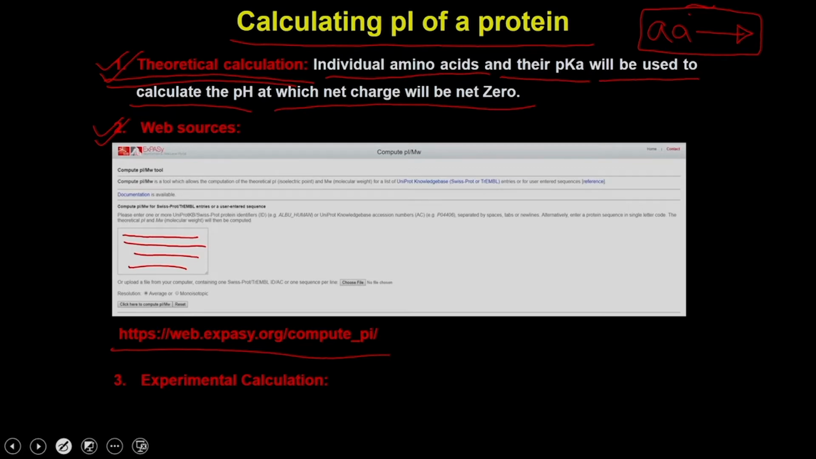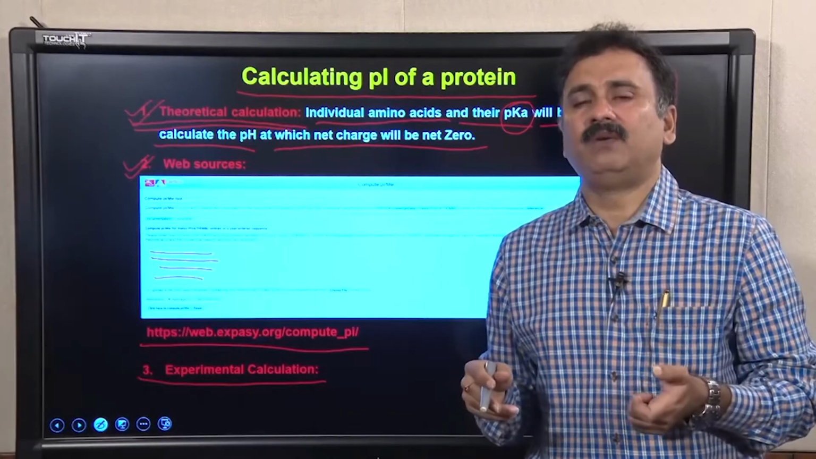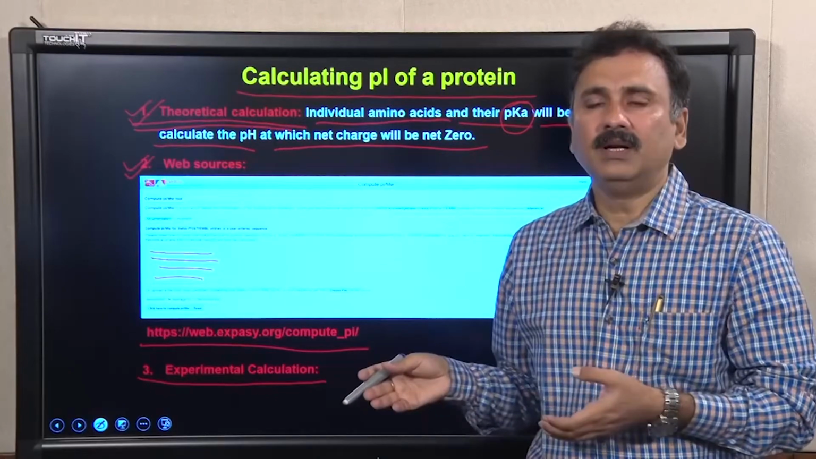calculate the pI value. It is not going to do anything else except take all the amino acids and their pK values, and then it is going to give you the average pH at which the protein is going to have a net 0 charge. Now, if you do not know the amino acid sequence and still want to calculate the isoelectric point, then you can use the experimental approach, which means you perform the experiments with the purified protein and calculate the isoelectric point.